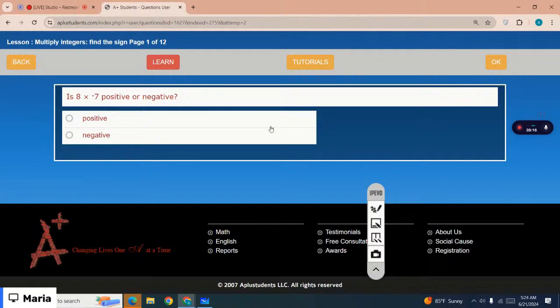Okay, let's just start with the first. Is 8 times negative 7 positive or negative? Both the numbers have opposite signs. One of them is positive, one of them is negative. So the answer must be negative. If either of the numbers is negative, the answer must be negative. Got it?